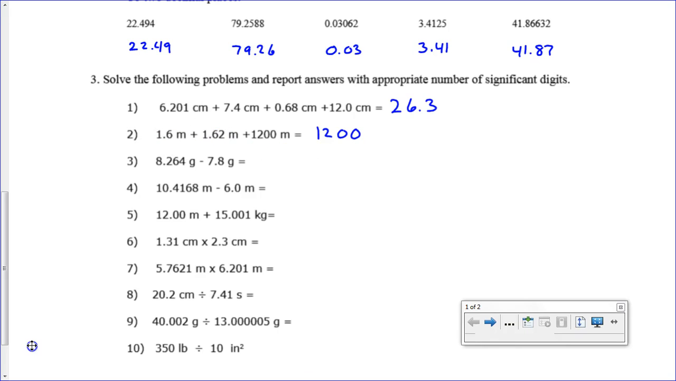I want to take a second to talk about units, actually. I didn't mention it in the last one. That was all centimeters there.